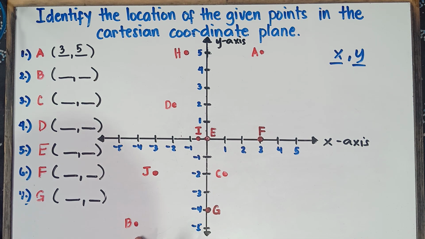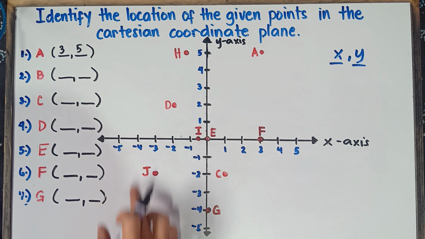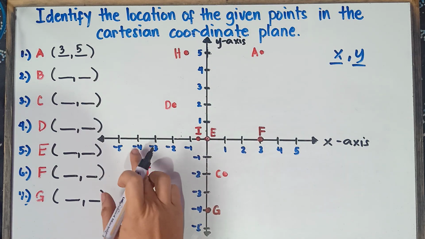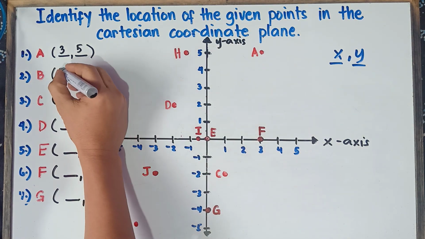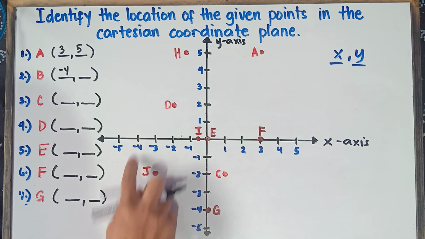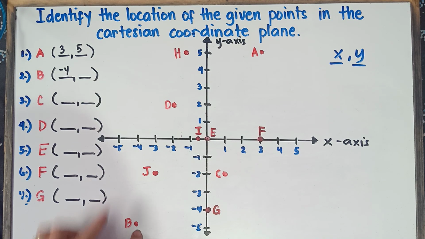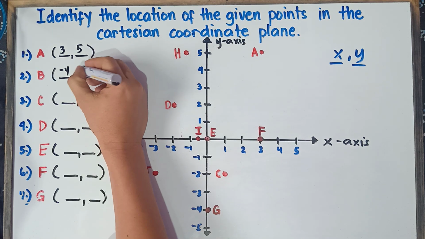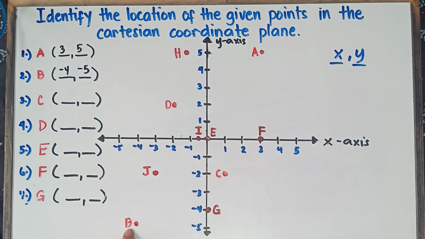So point B, our x-axis value would be negative 4. And then for y, once again, guys, for this point, x is negative 4 and y is negative 5. So negative 4 and then negative 5. Easy as that. That's very easy, right?